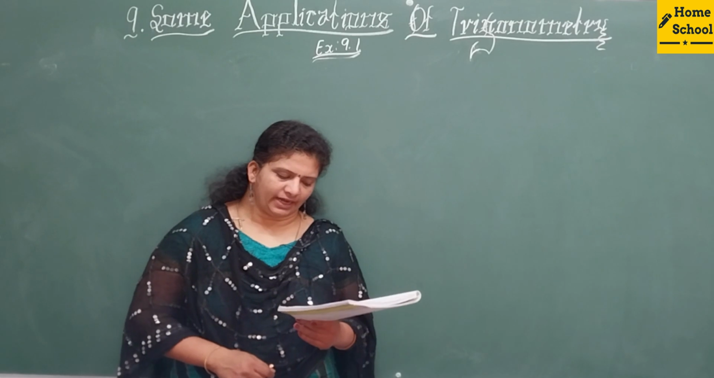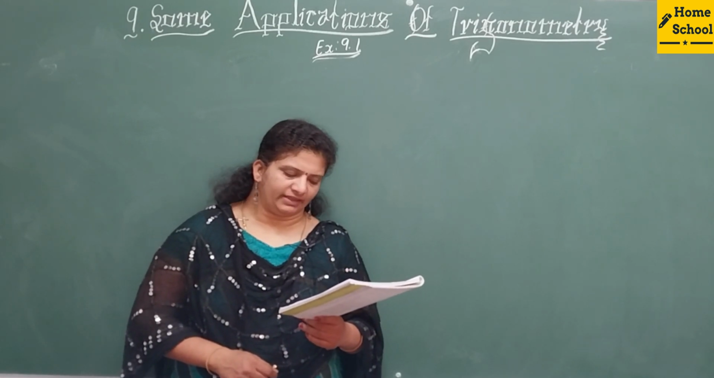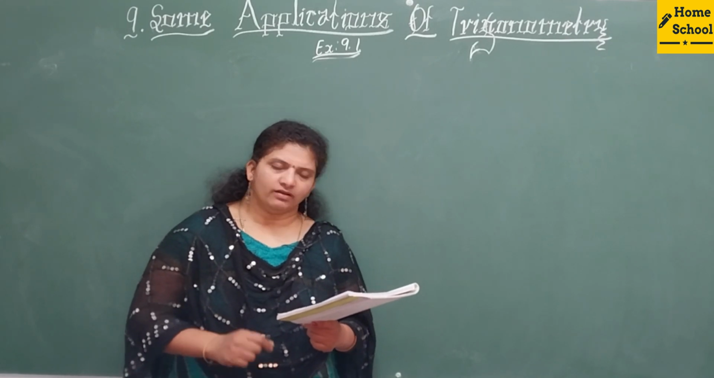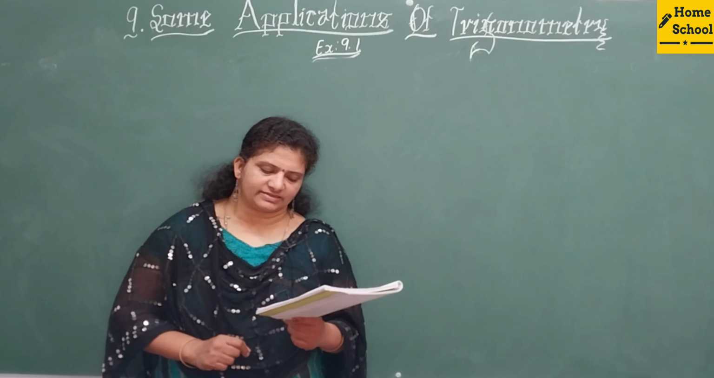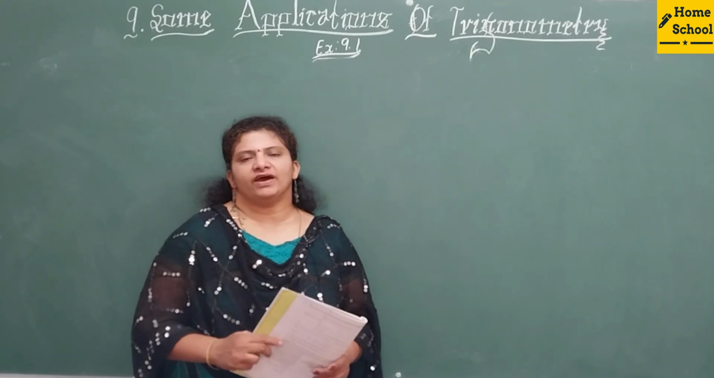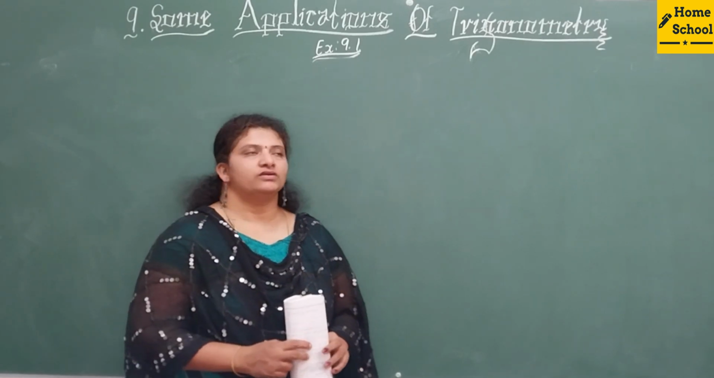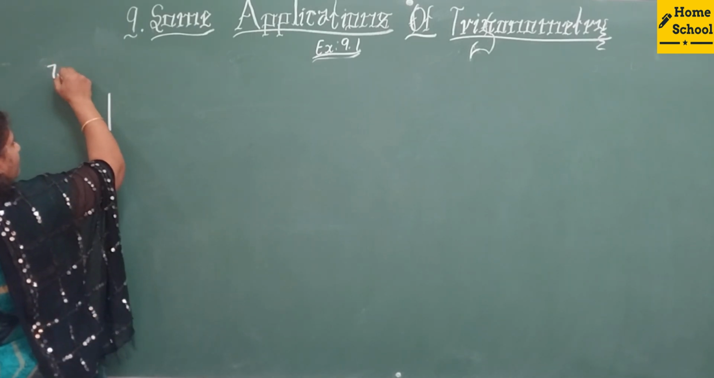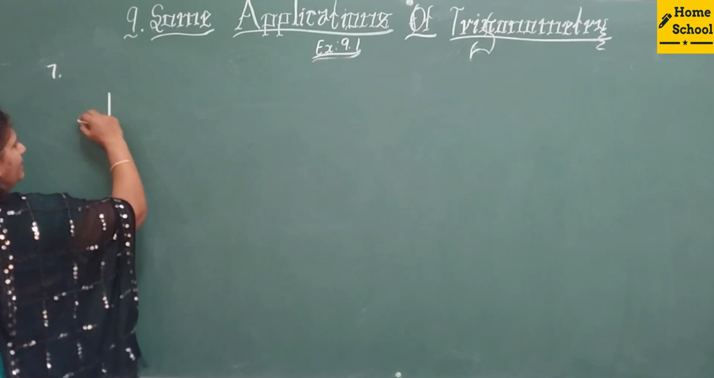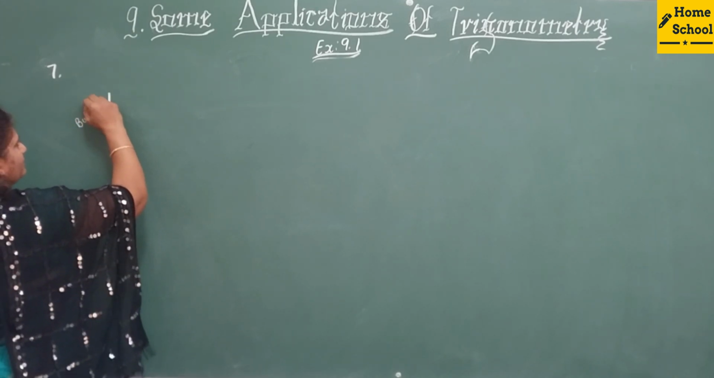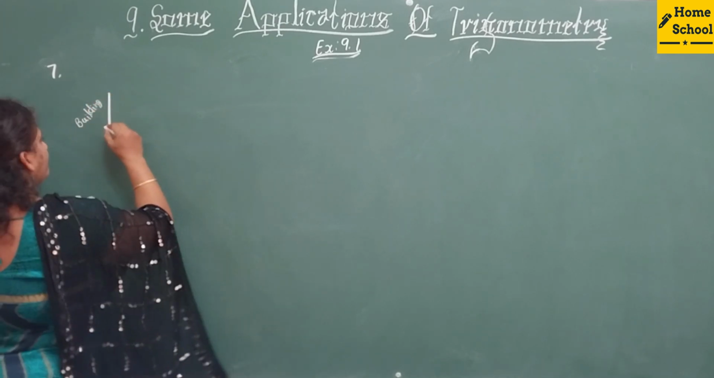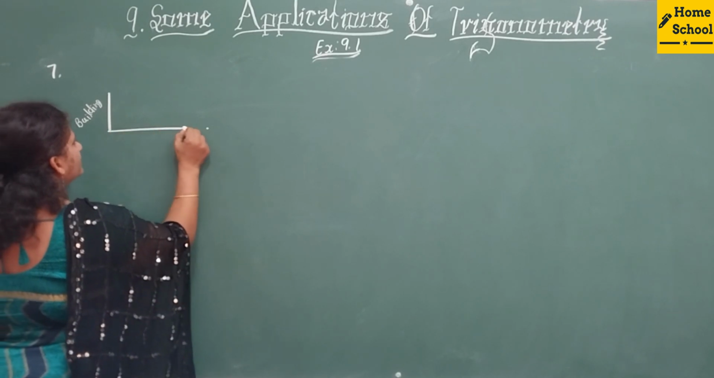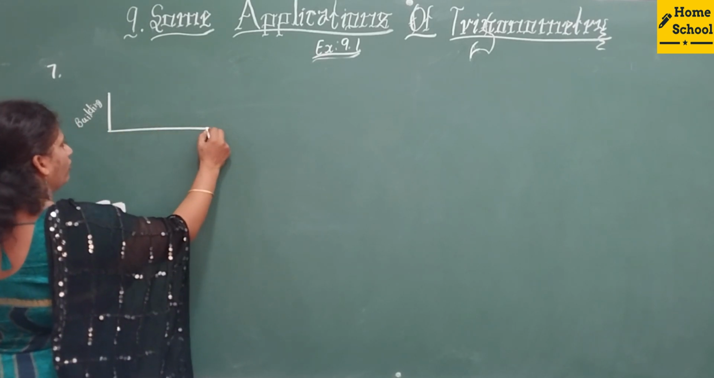From a point on the ground, the angles of elevation of the bottom and the top of a transmission tower fixed at the top of a 20-meter high building are 45 degree and 60 degree respectively. Find the height of the tower is your question. So first, let me draw a building. Imagine this as a building. From a point on the ground, let me mark a point here. This is a ground level and this is a point on the ground.